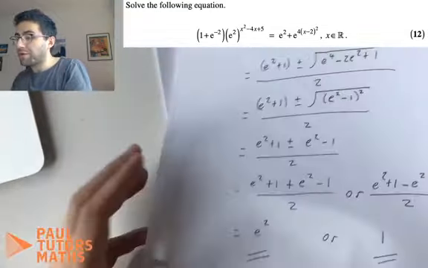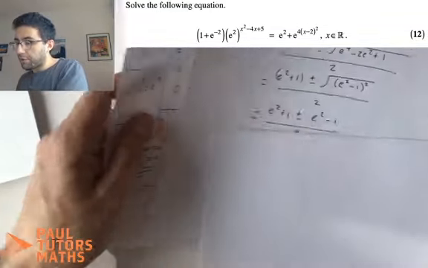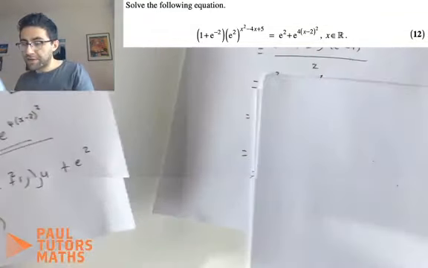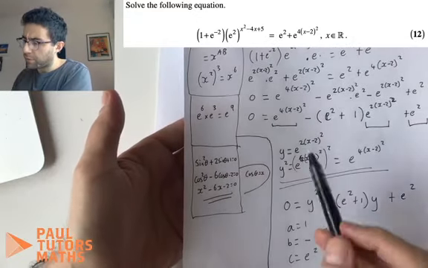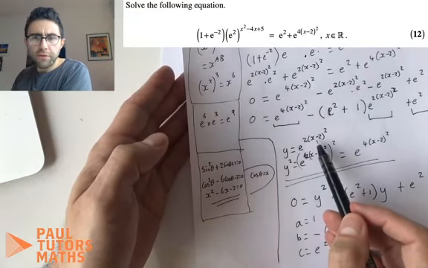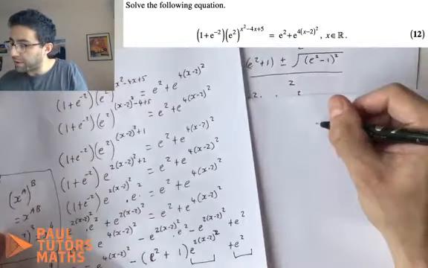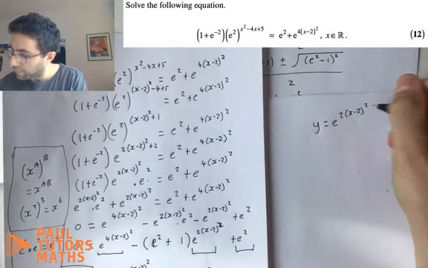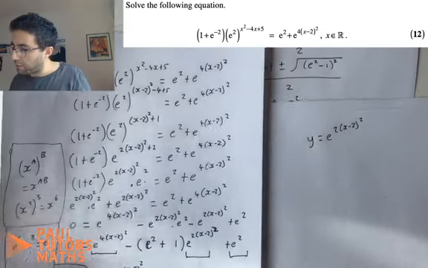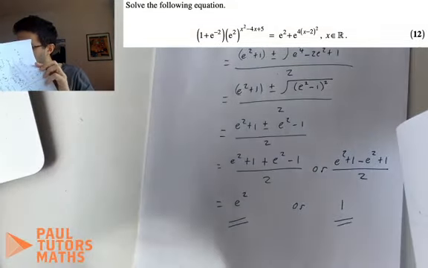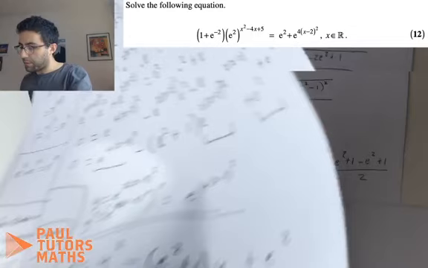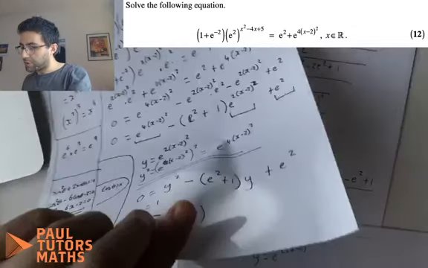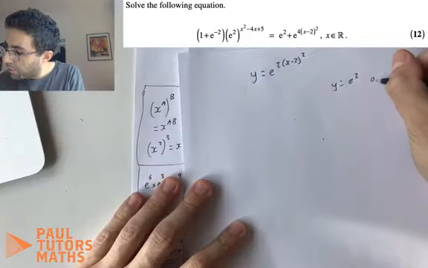We're not actually quite finished yet, because we go back to our substitution. Here we said y equals e to the 2x minus 2, all squared. Let's write that out again. Y equals e to the 2x minus 2, all squared. And now we've said that our 2 answers are e squared or 1. So y equals e squared or 1.